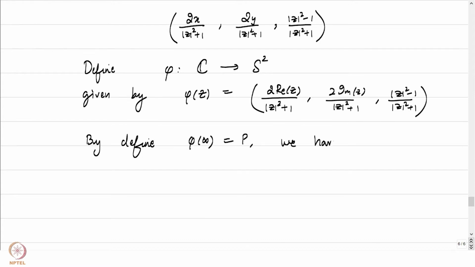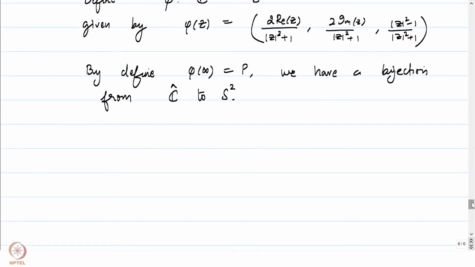We have a bijection from C hat, which is the extended complex plane, which is the set C with the extra point infinity attached. This is a bijection from C hat to S2. This is a concrete description of the extended complex plane. This map phi has a name. It's called the stereographic projection. The identification is quite important. Phi is called the stereographic projection.